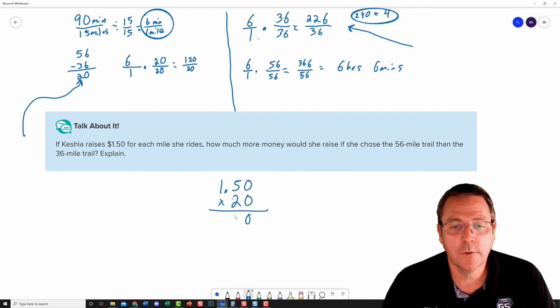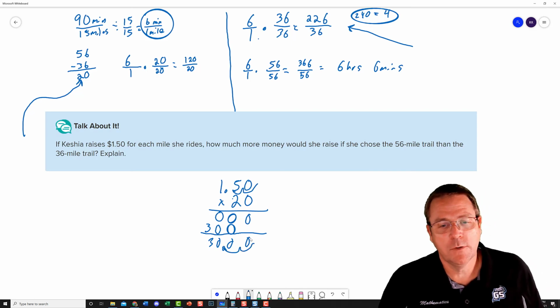0 times 0, 0. 0 times 5, 0. 0 times 1, 0. 2 times 0, 0. 2 times 5 is 10. 2 times 1 is 2. Plus the 1 from the 10 is going to be 3. Then we're going to add those up. So the difference she would make is going to be $30.